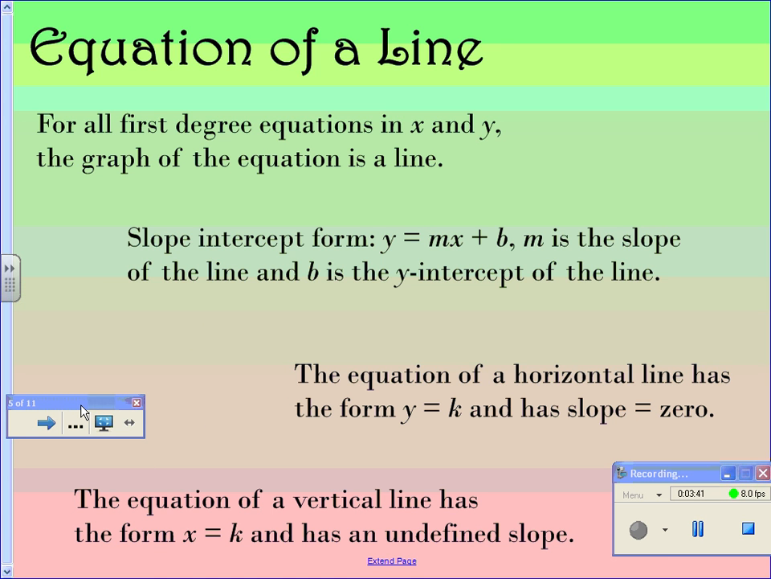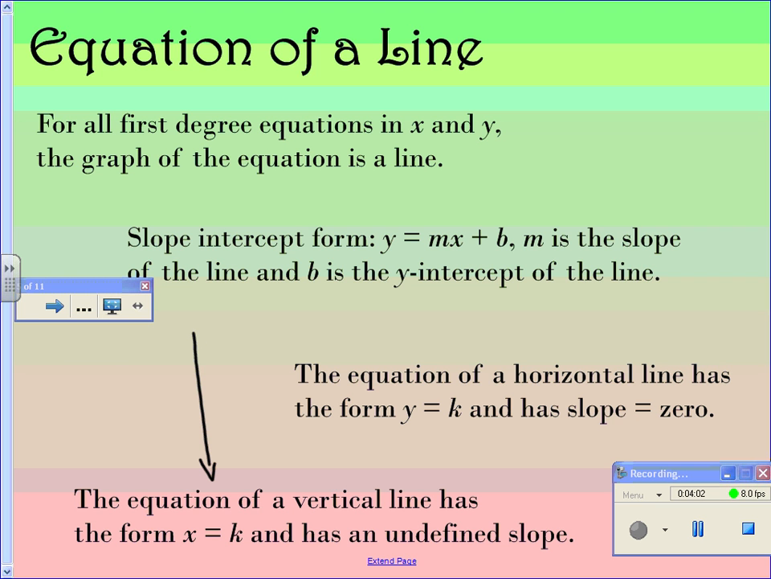The equation of a vertical line is in the form x equals k, and it has an undefined slope. It's just a number.